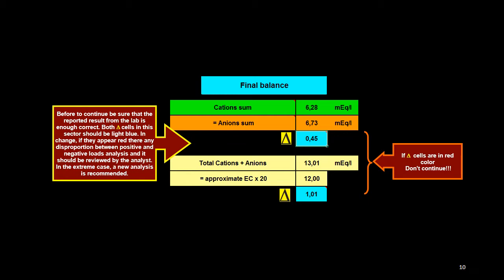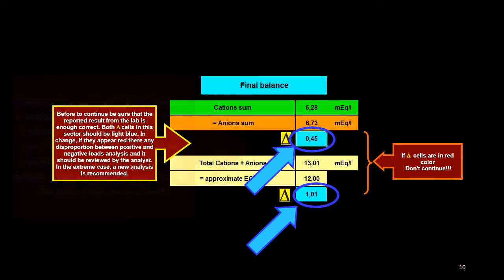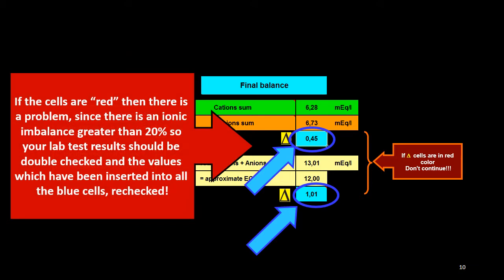You can assume that the lab test and results are okay if both the cells are sky blue, and you should now continue to the next step. In the shown example, the sky blue color in both cells reveals that the analysis was correct for hydroponic purposes. Now, let's continue.